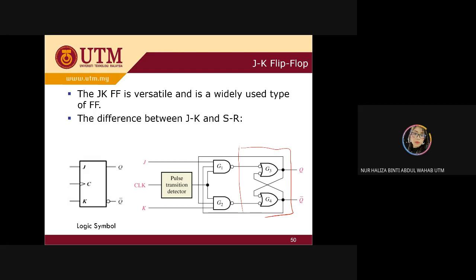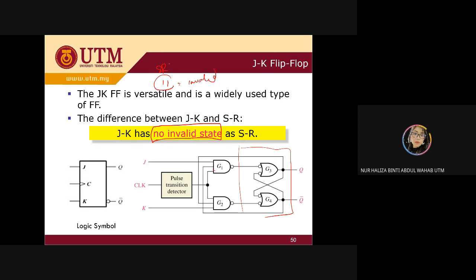But here, let me proceed with the next. JK has no invalid state. That is the biggest difference from SR. For positive SR, you have 1, 1 being invalid. And for negative, you have 0, 0 invalid for SR. But for JK, there is no invalid state. That is the biggest differentiation between JK and SR.